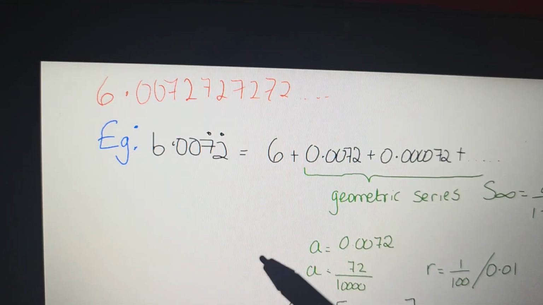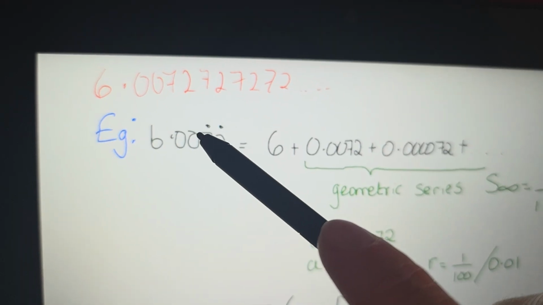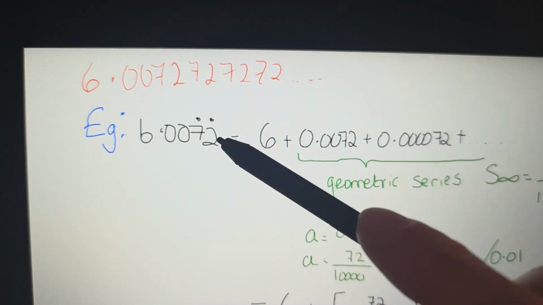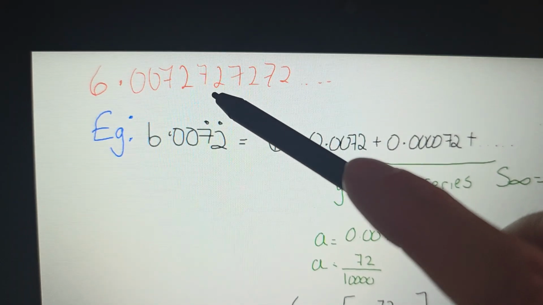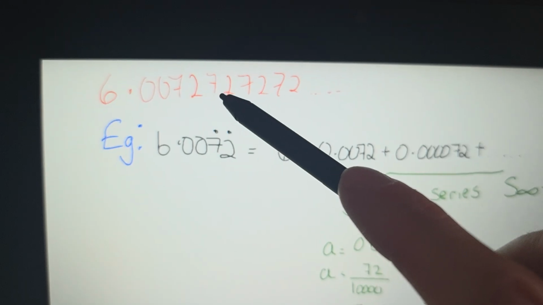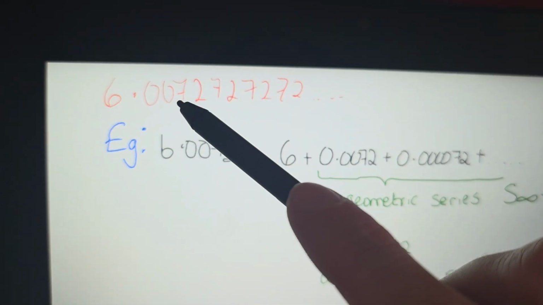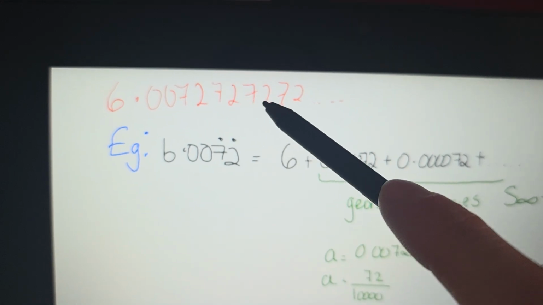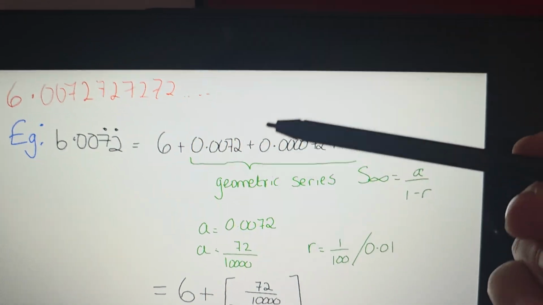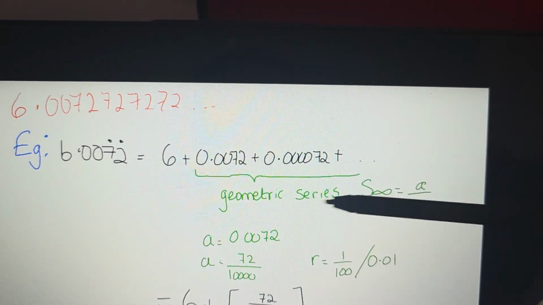So if I break it up as the sum of its parts, you've got 6 whole units plus 0.0072 would be the first part of the pattern. The next one then, it would be the next 72, which will end up being 0.00072. The next 72 will be 0.00000072, and I'm just writing them out as the sum of their parts. The pattern starts to form here at the 0.0072s, okay, and it'll go on to infinity.